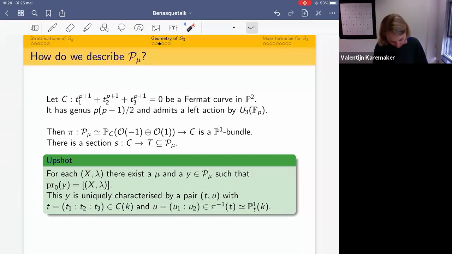So t is a point on the Fermat curve. So it's a projective point with three coordinates, t1, t2, t3. And then the point u is a projective point, on the projective line that is the fiber over this point under pi. And this will be very important because our mass formulae, and hence the mass stratification that we'll find, will depend heavily on this pair t and u, or in particular on the field of definition of t and u.